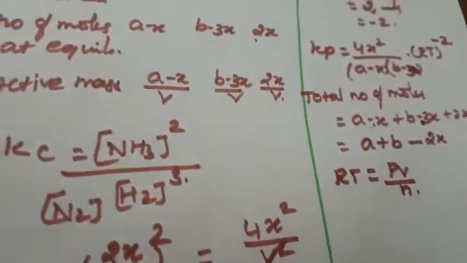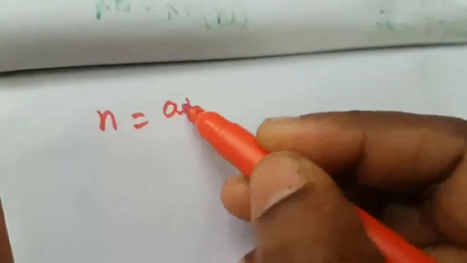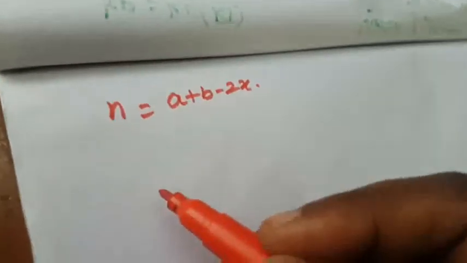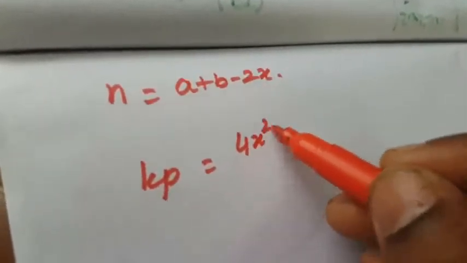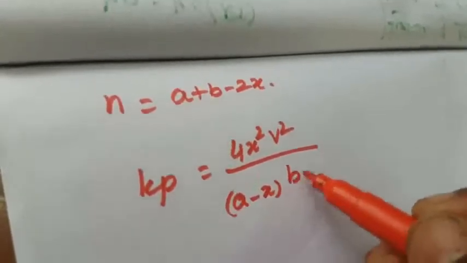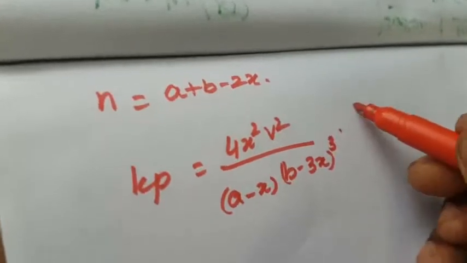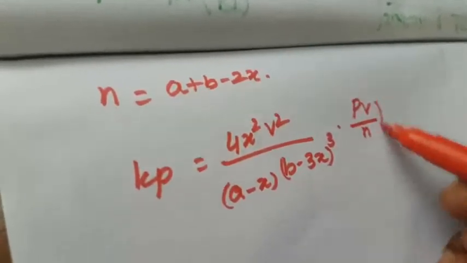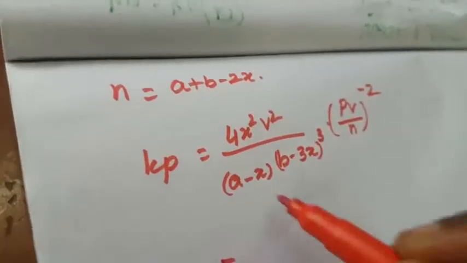Next you substitute all those values in this equation, continuing from the previous page. So what is N? N is equal to a plus b minus 2x. Okay, what is Kp? Kp is equal to the Kc value, 4x square v square by a minus x, b minus 3x the whole cube, into Pv by N the whole power minus 2. Okay, so how to calculate again?